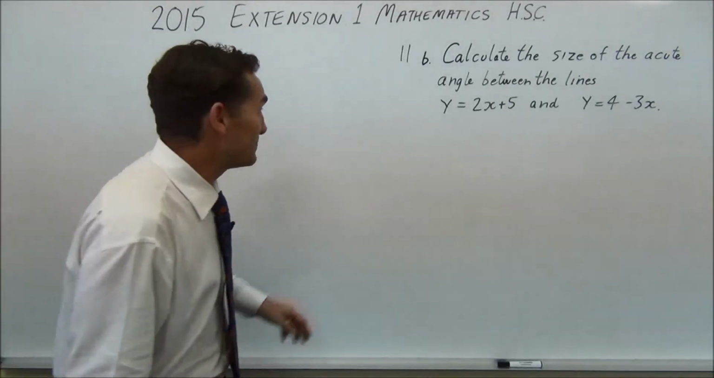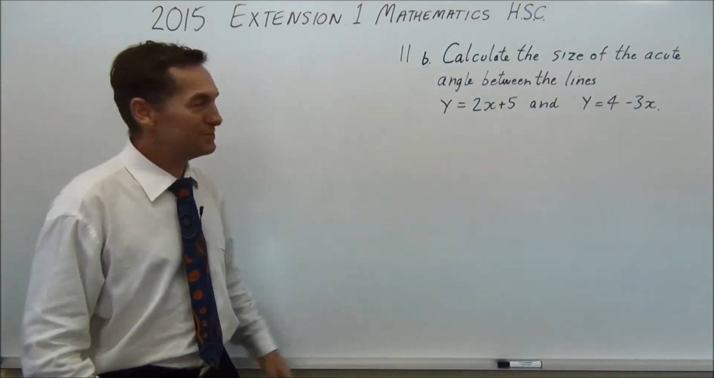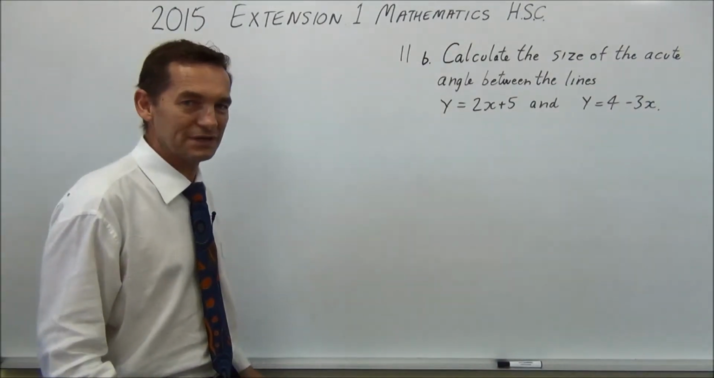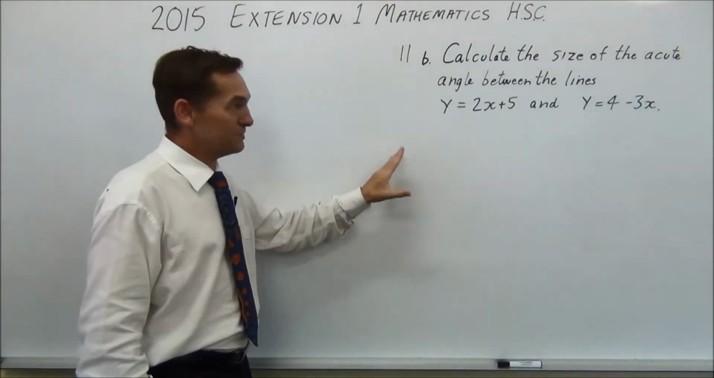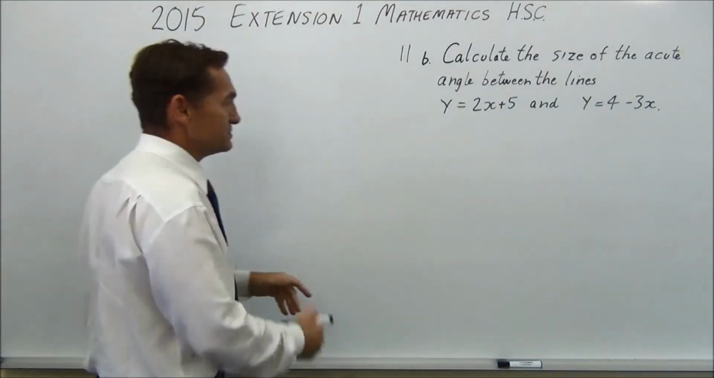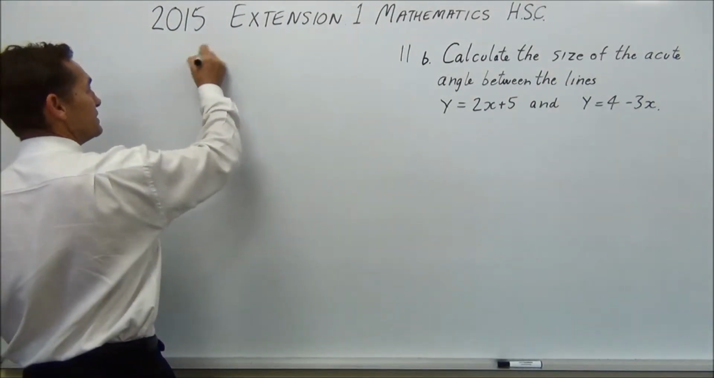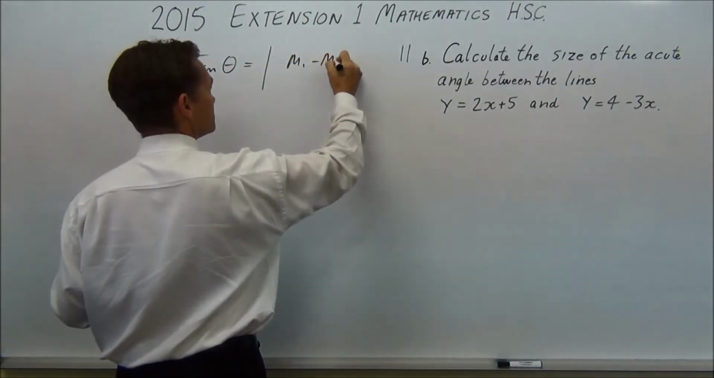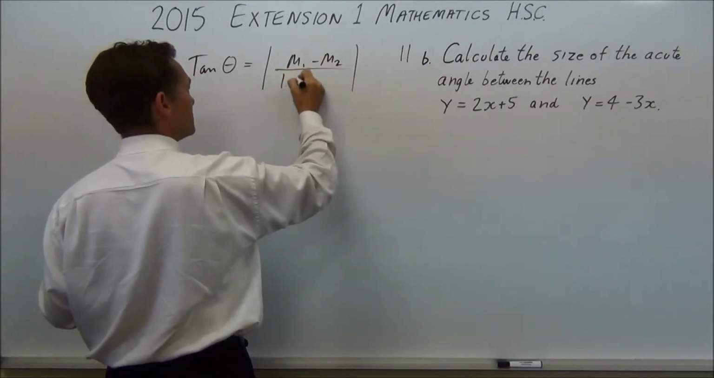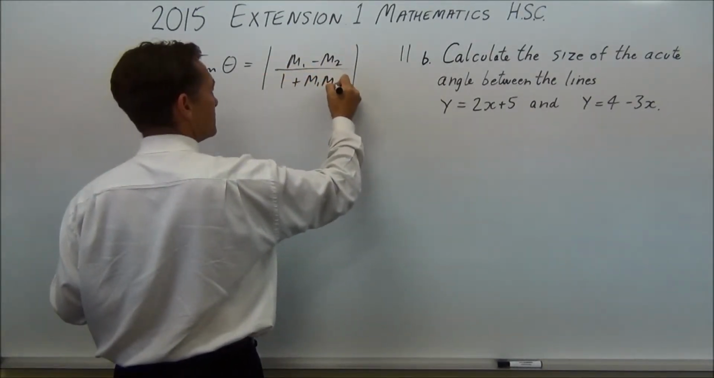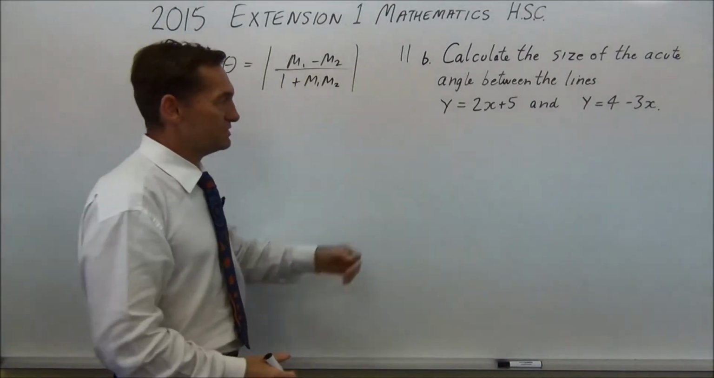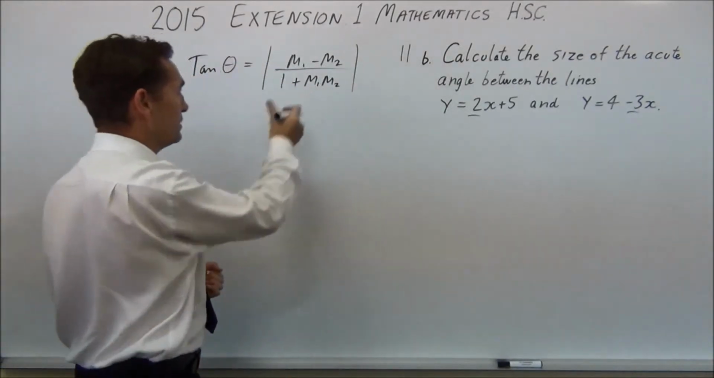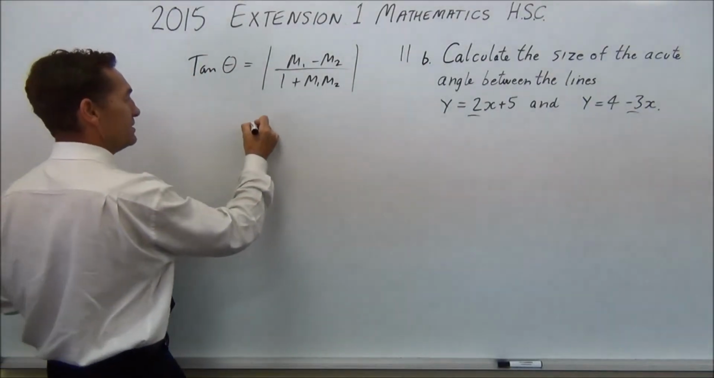Okay, again, 11b. Calculate the size of the acute angle between the lines y equals 2x plus 5 and y equals 4 minus 3x. So this is question 11b. Should be pretty straightforward. You just need your angle formula. So tan theta equals the absolute value of m1 minus m2 over 1 plus m1 m2. And they're all your gradients. It's pretty easy because they give the gradients to you. That one's 2 and that one's minus 3. Plug them in here, press your calculator, and you're done.